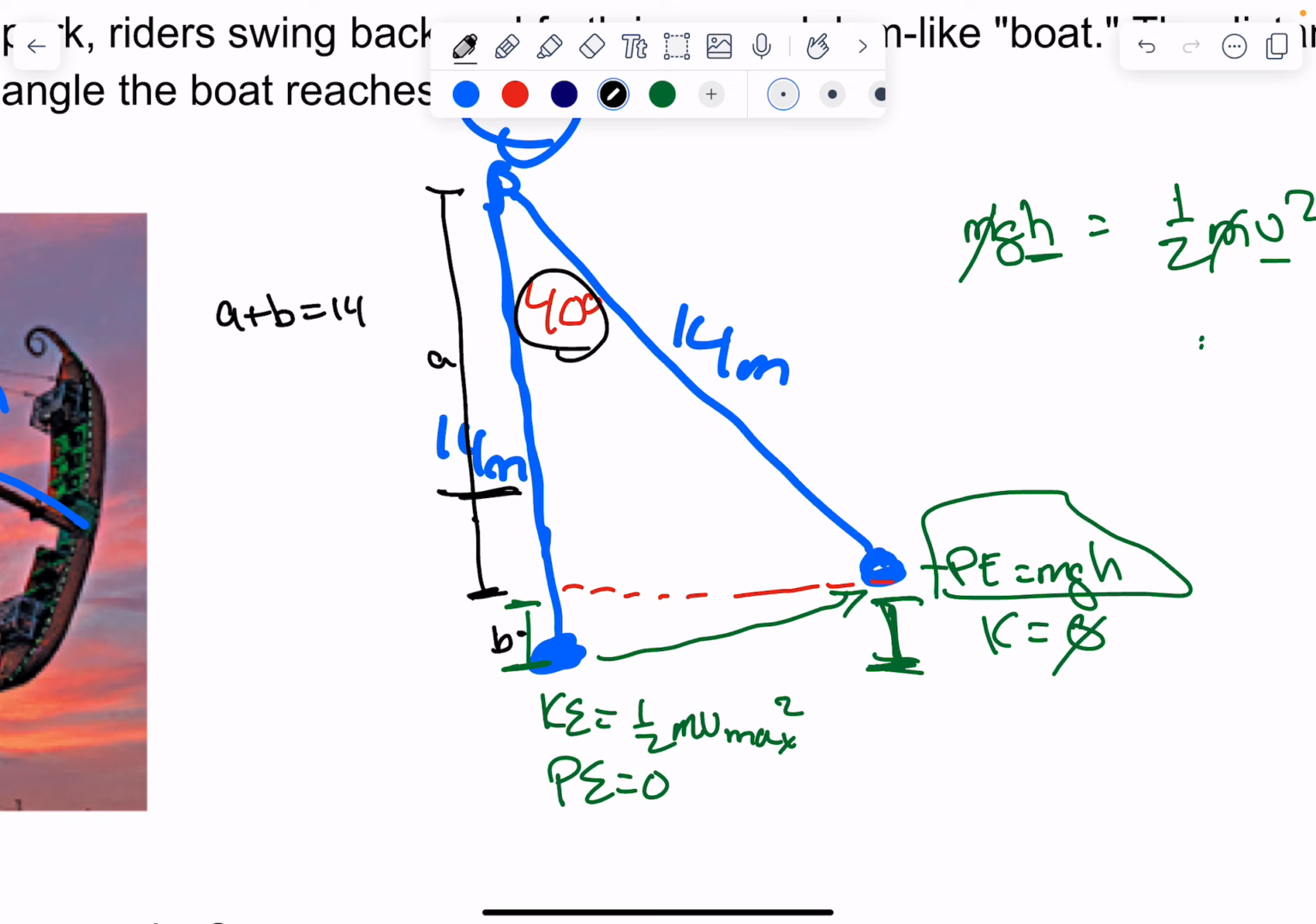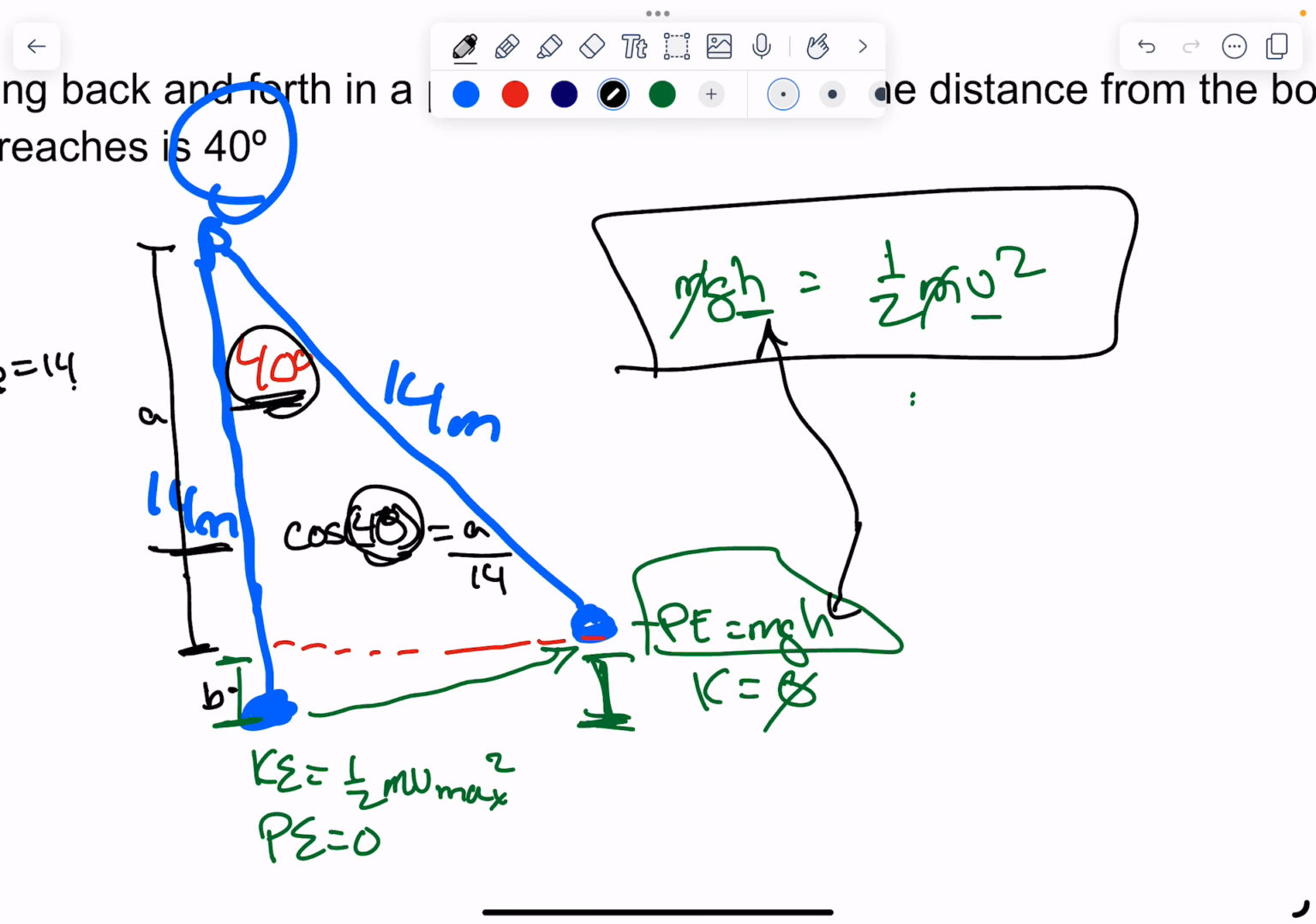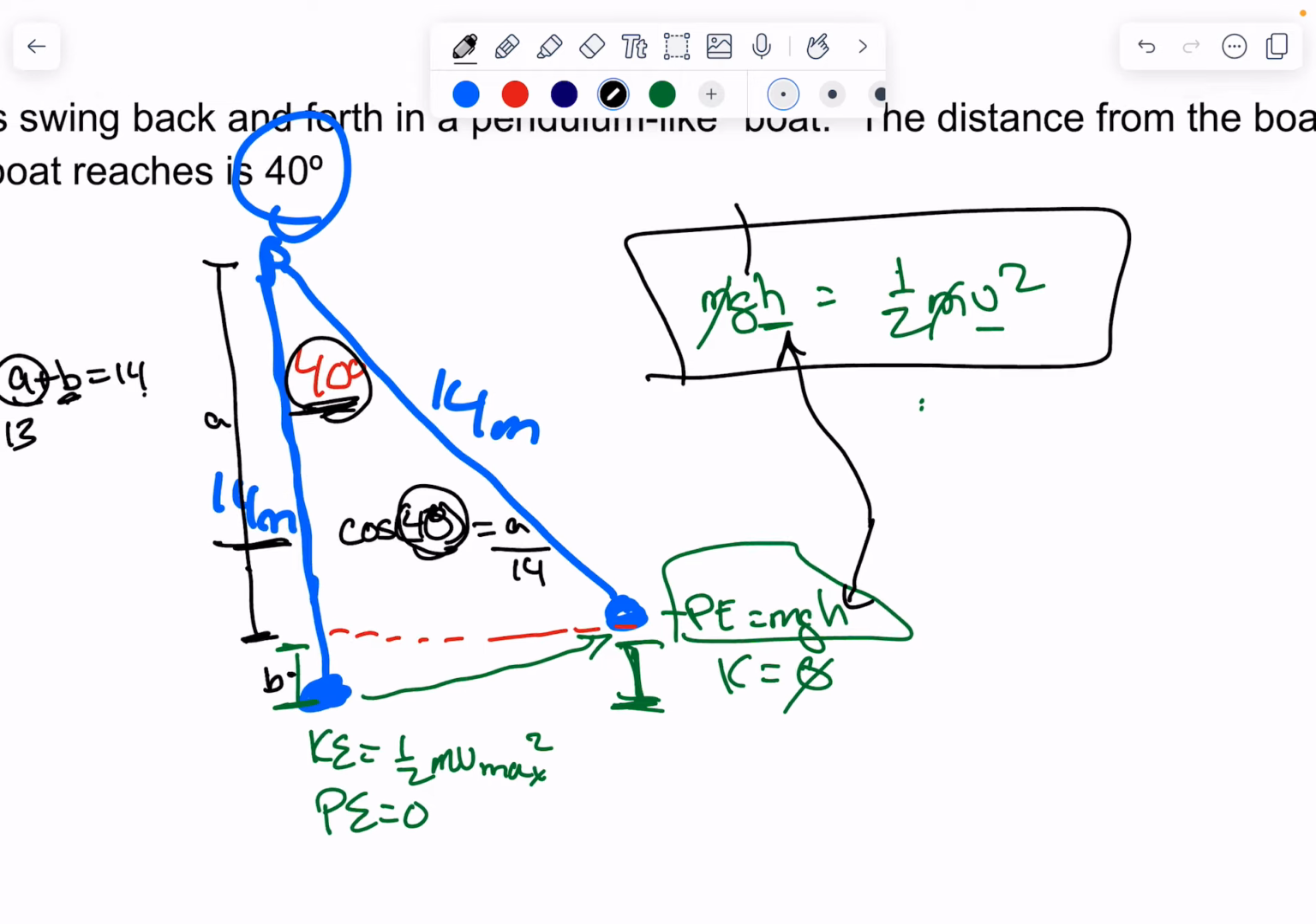Now, I'll use some trigonometry. So I can say cos of 40 equals the adjacent, that's going to be A over 14. Now watch this, this is 40 degrees, so you have to have degrees on your calculator. You solve for A, let's say it's 13. It's not going to be much, by the way. And then you solve for B. B is actually your h that you put right here. Because once you know h, and remember g is just the acceleration of gravity, 9.8, you can solve for v. So that's how you find the max speed.